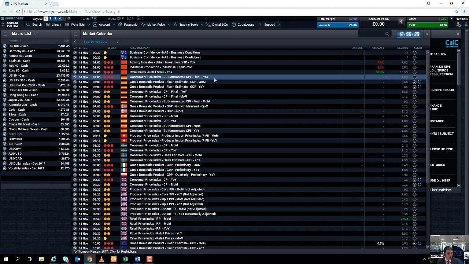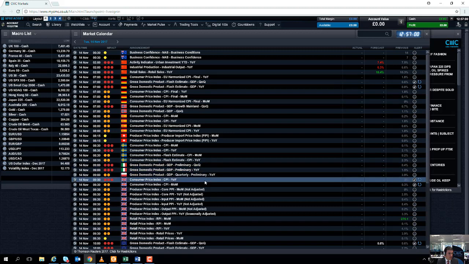Later on Tuesday morning, we have both German GDP and CPI numbers coming out. Obviously, Germany is by far the biggest, the most influential country within the European Union and the Eurozone. So in terms of any kind of alterations to future monetary policy from the ECB, obviously what's going on in Germany is going to play a big role in that.